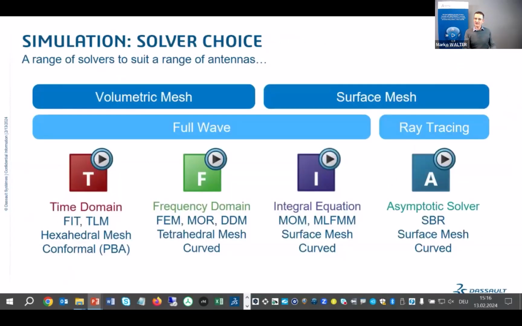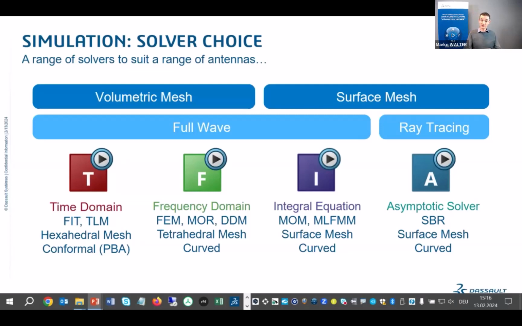So within our CST Studio Suite we provide access to a range of simulation methods, both time domain, frequency domain, integral equation, and asymptotic, and even some additional ones like mode matching. They can use different mesh types. Those can be volumetric or surface-based. They can be divided also into full wave or ray tracing approaches. So depending on the size and the level of complexity of your model, you might choose between them.